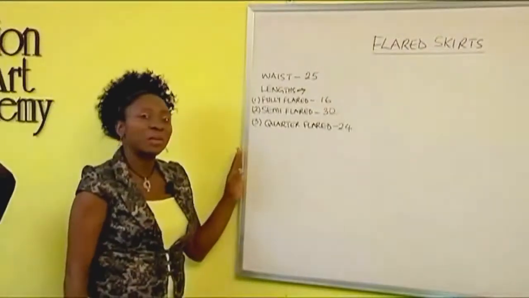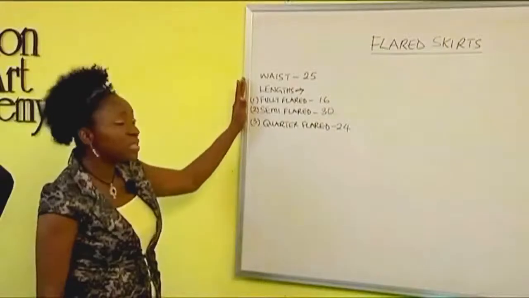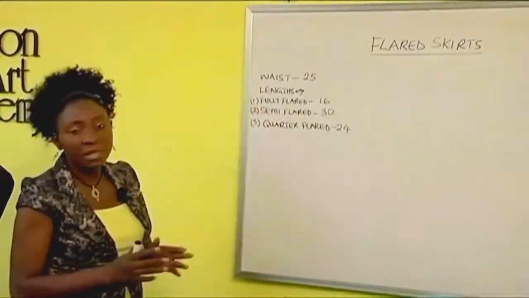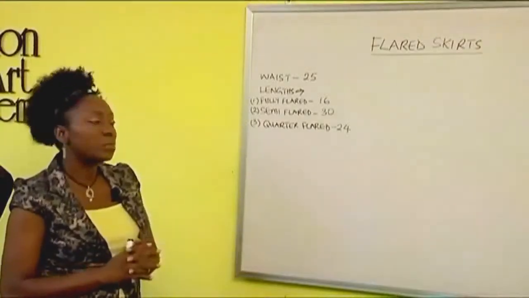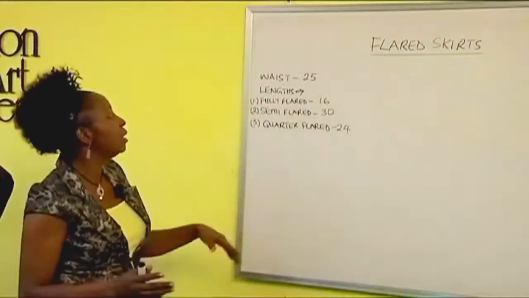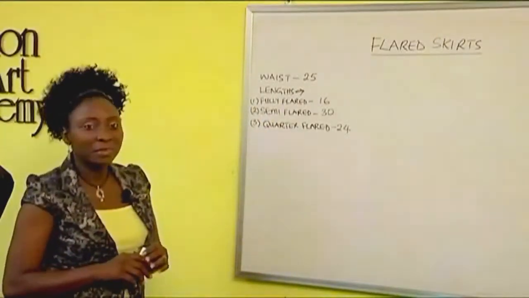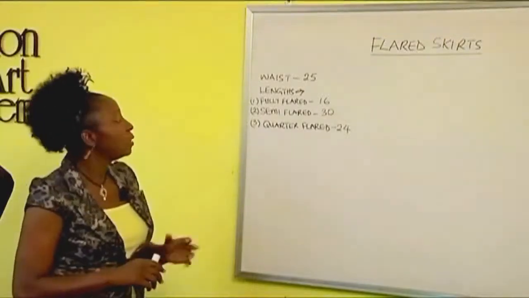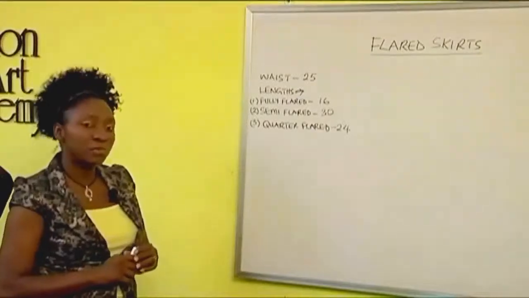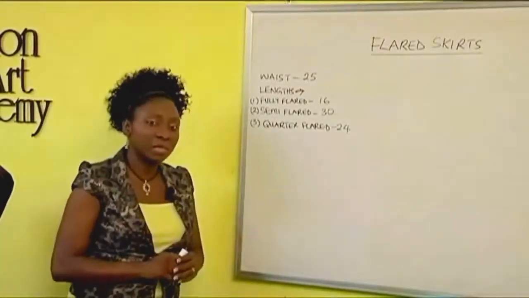These are the measurements we're going to use to make our skirts. We have the waist, which is a known measurement. Our waist is 25 inches. Now we have three different lengths to practice with. For our fully flared length, we're going to use a mini length of 16 inches. Then we have the semi-flared length, which is going to be quite long. We're going to use 30 inches for that. Then the quarter flared we're going to use as 24 inches.